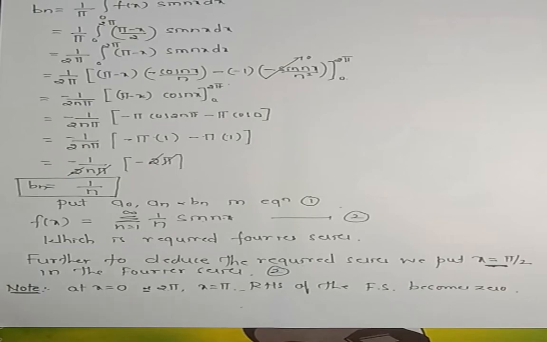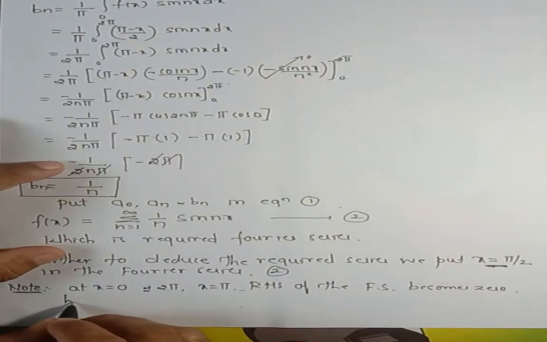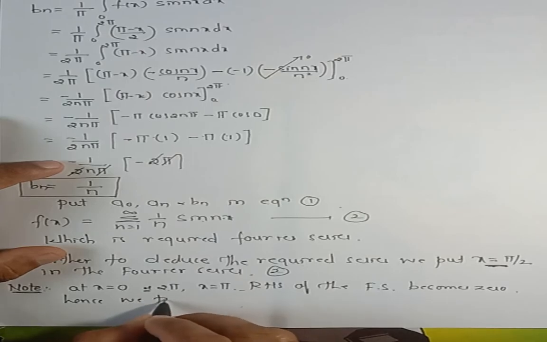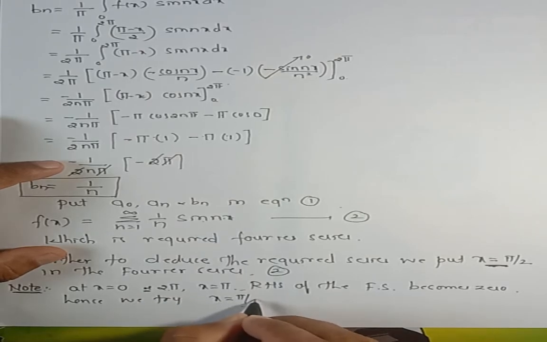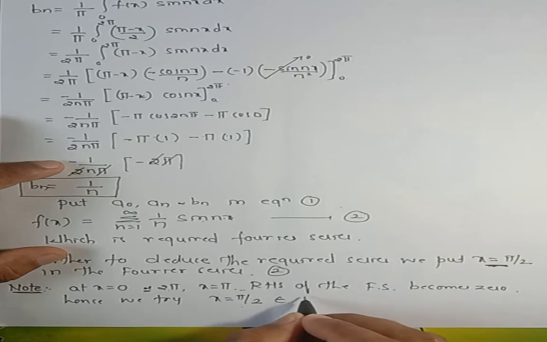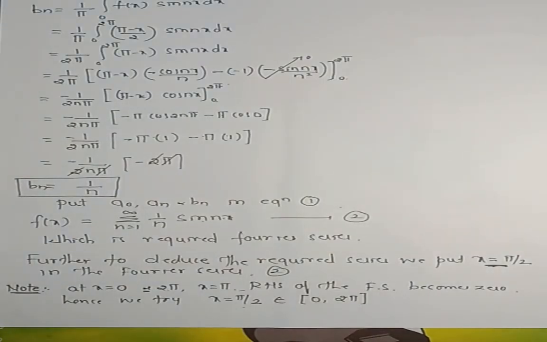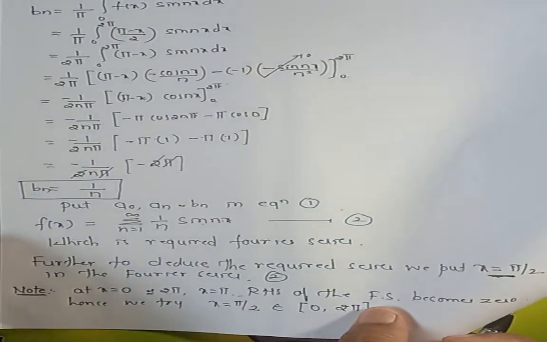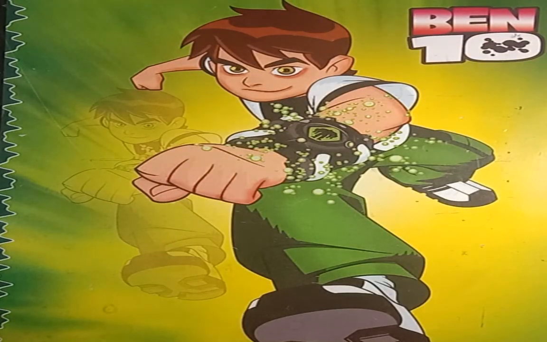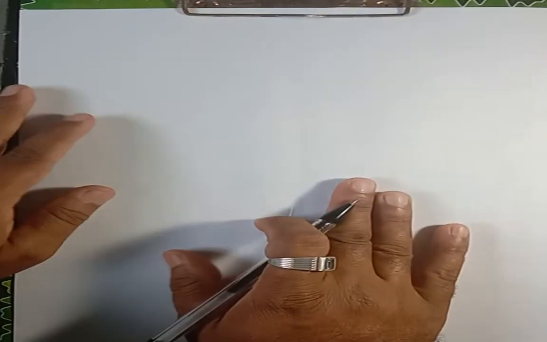Okay, so hence we try x is equal to pi by 2, which belongs to the interval 0 to 2 pi only. It is not more than that. You have to take it in the given interval, that is 0 to 2 pi. Now let me deduce that series. You put it in the LHS, and you have to put it in the RHS also.